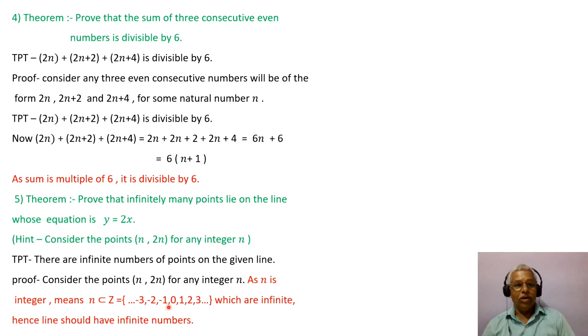Okay, minus 3, minus 2, minus 1, 0, 1, 2, 3, and so on to infinity, which are infinite. Hence the line should have infinite numbers. Okay, because for every value of x you will have a y. So that shows that this line will have infinite points.